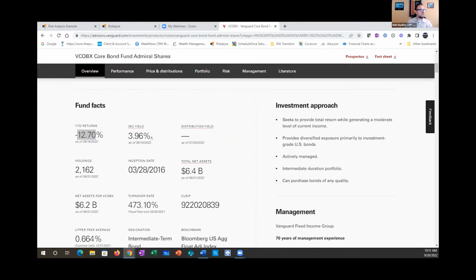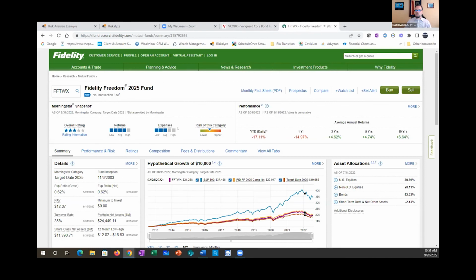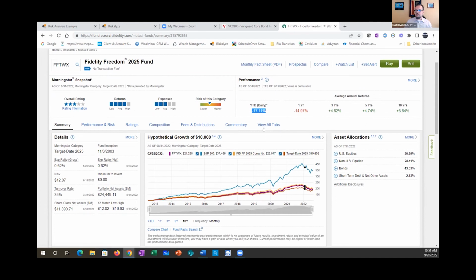What about the rest of them? How about the Fidelity 2025 fund? This is from Fidelity's website. You guys can see this as well. I just went in and searched Fidelity 2025 fund. So it's got an okay rating. And most of these, I'll tell you, most of these target-based funds are simply okay. Higher expenses, 0.62. But year to date, negative 17%.